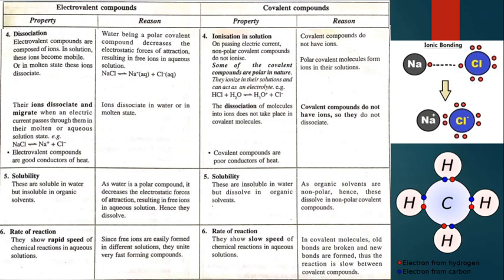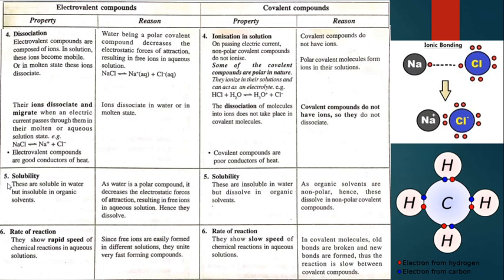solution state. The dissociation of molecules into ions does not take place in covalent molecules. Covalent compounds do not have ions, so they do not dissociate. So dissociation is not possible in covalent compounds, and covalent compounds are poor conductors of electricity.